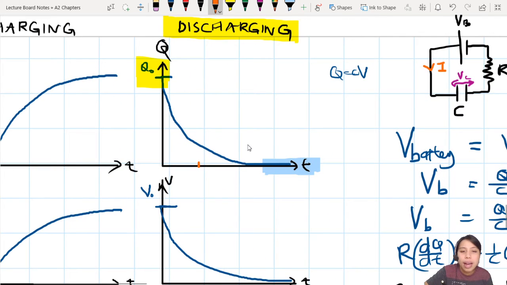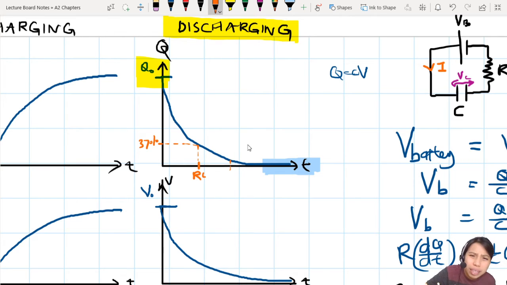Time constant is a time taken. So this is 1 tau. Tau looks very weird. 1 RC. So after 1 RC, your charge Q would have decayed to about 37% of its original value. That is how we define it. So 1 time constant later, you decay to 37% of the original value. 2 time constants later, decay some more.